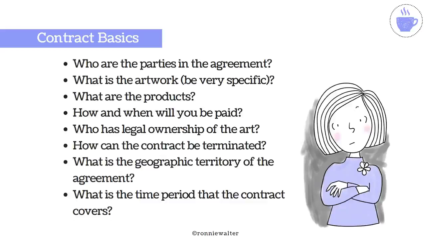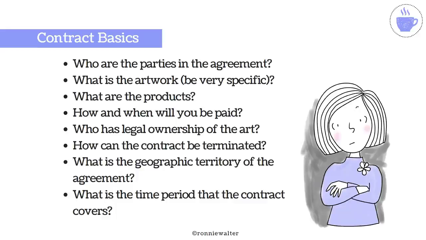And how can the contract be terminated? Sometimes contracts are terminated because the product did not sell, and that might be spelled out: if it doesn't sell a certain amount, you can regain the rights to that artwork for something else. It might be terminated because the company went bankrupt. You want to make sure that there are specifics in the contract that talk about the termination and under what circumstances it can be terminated.